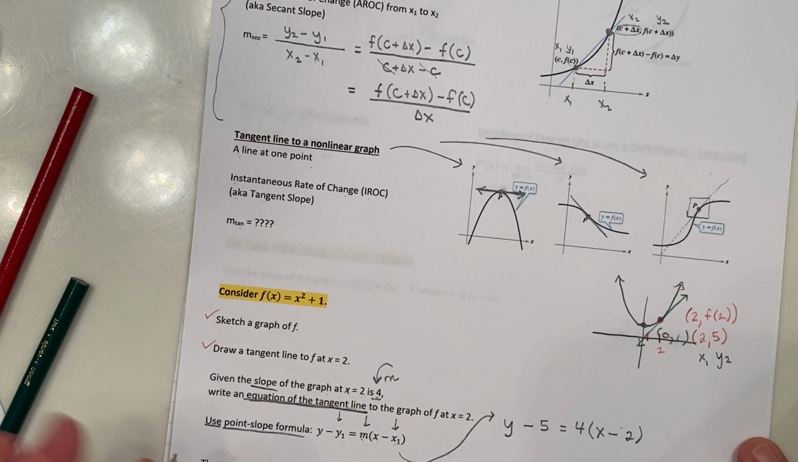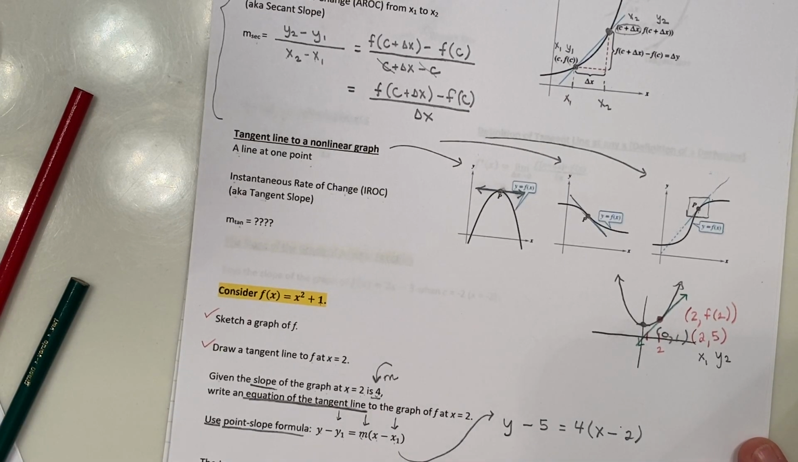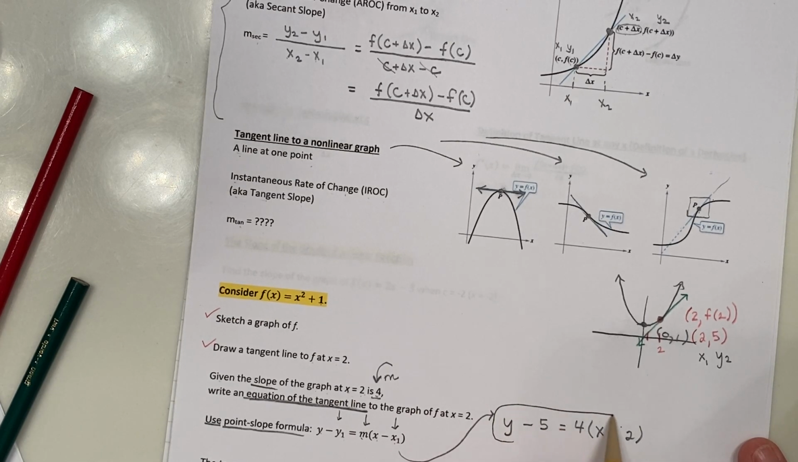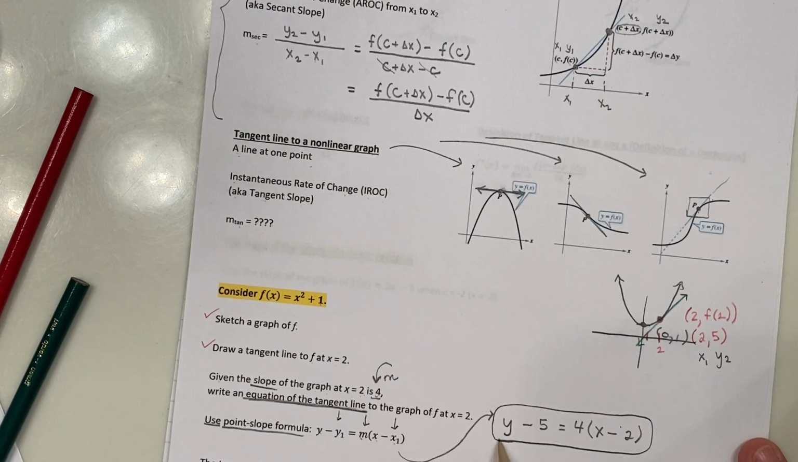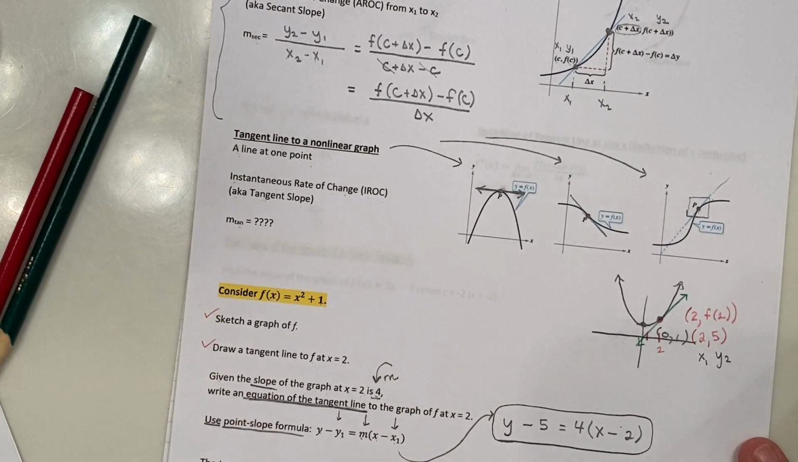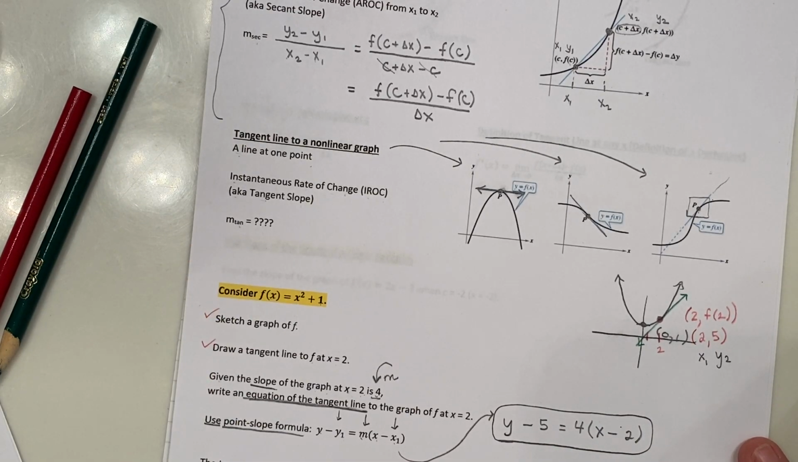This is point-slope form. If you want to put it in slope-intercept form, then we would have to distribute the 4 and then add the 5 to the other side. Unless you need to do so for WebAssign, there's no reason to put this equation in slope-intercept form. We've accomplished the task of writing an equation of a tangent line.